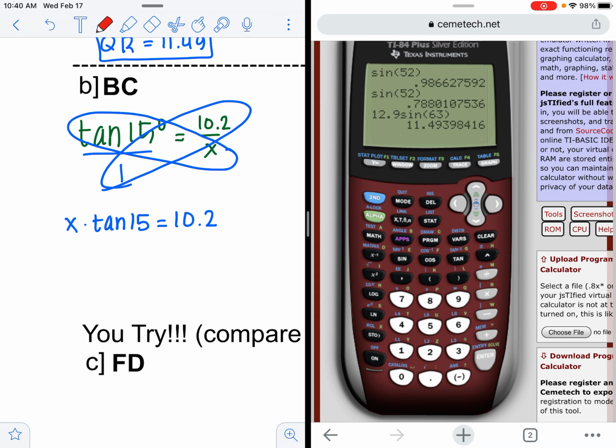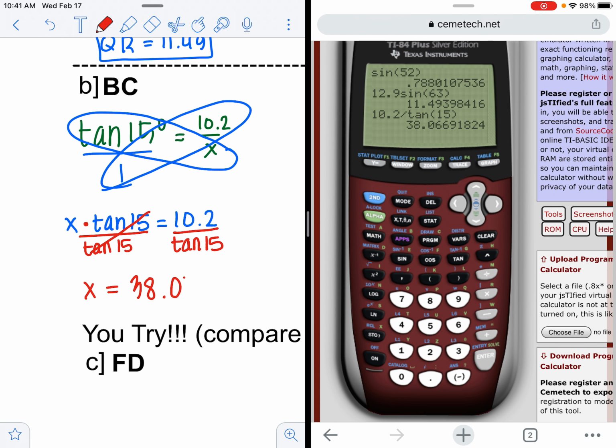Now in the first one that we did, X was already solved for. This one, X is not solved for yet. You have to get X by itself. So how do I undo this multiplication? Division. So I'm going to divide both sides by tangent of 15. Tangent of 15's cancel on this side. I have X equals. And now I'm going to type this in my calculator. 10.2 divided by tangent of 15, close the parentheses, hit enter.